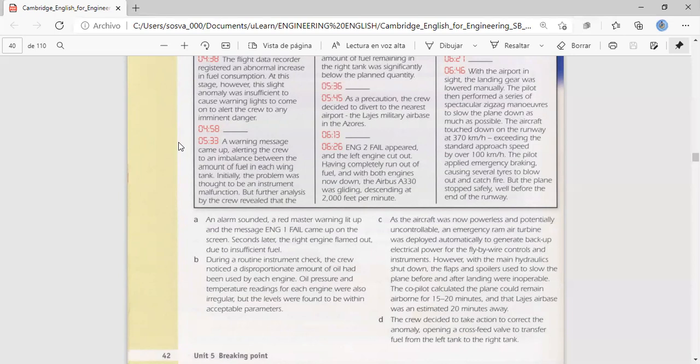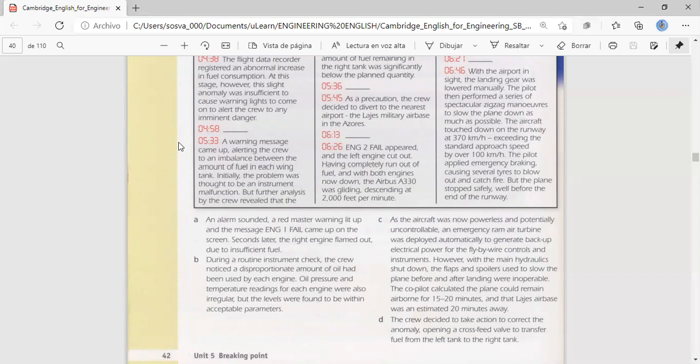In 613, I found the sequence. It was the letter B, the letter A. An alarm sounded, a red master warning light lit up, and the message "engine one fail" came up on the screen. Second letter, the right engine flamed out due to insufficient fuel.